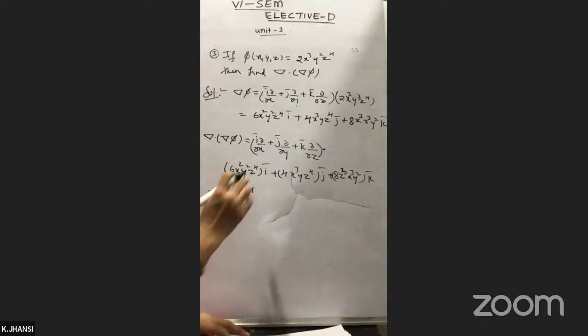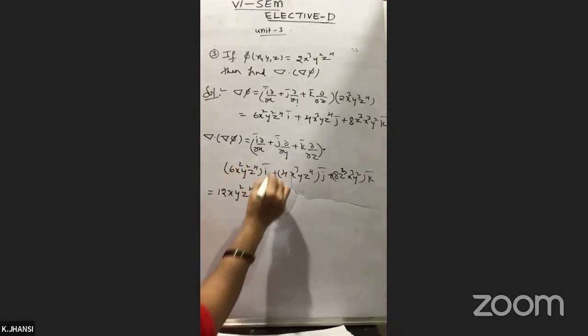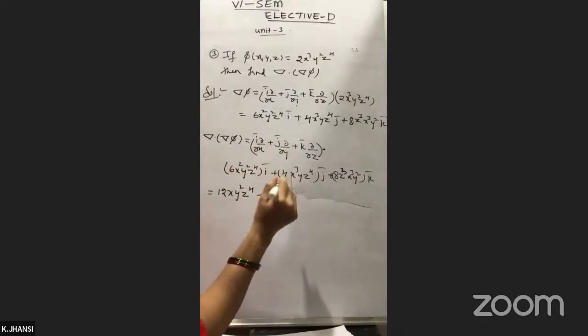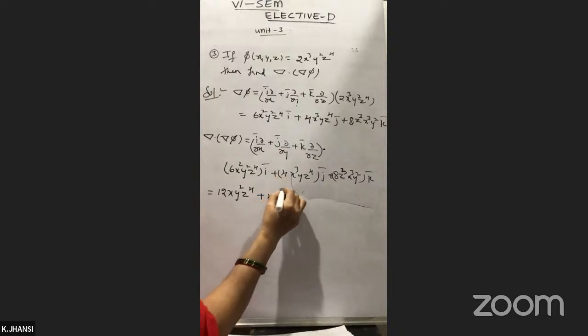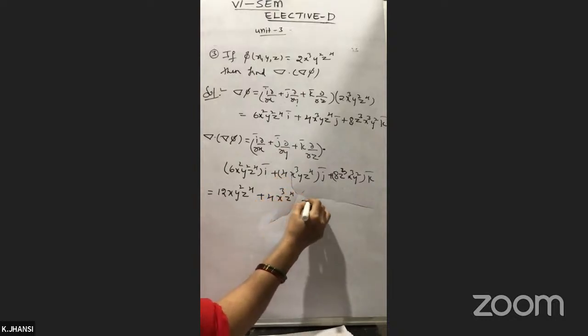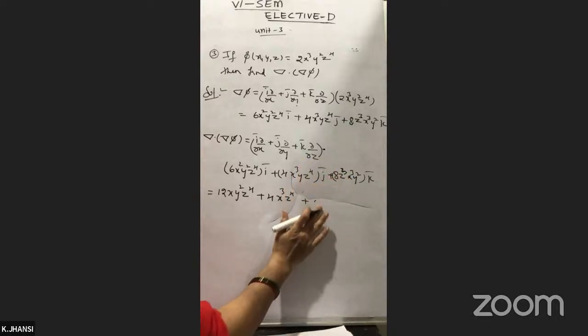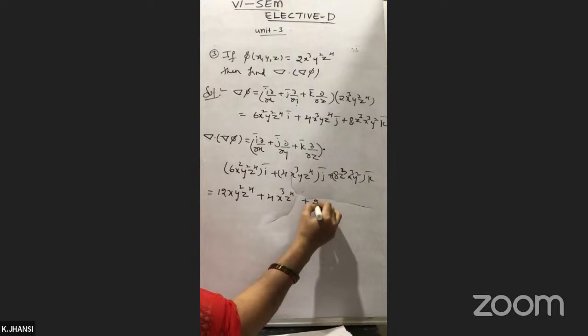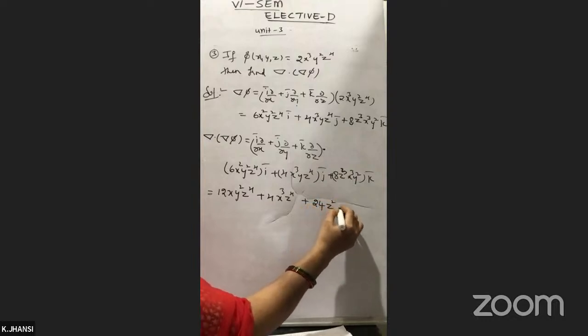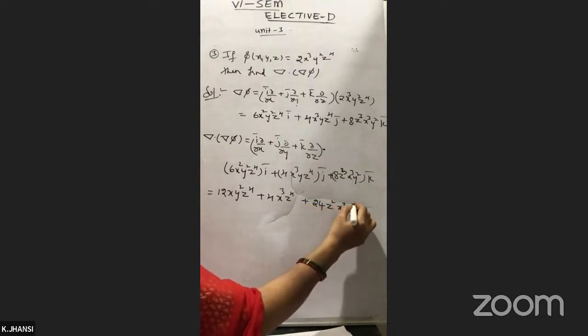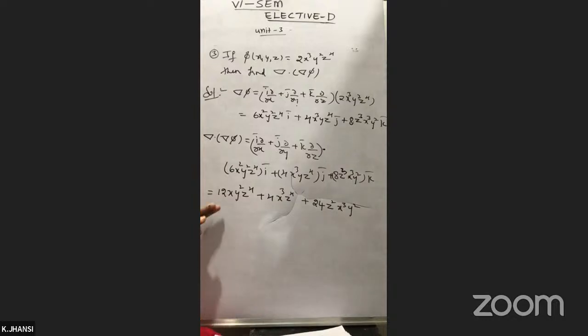Okay. So i will not be there. Next, with respect to y, y will become 1, so 4x cube z to the power of 4. Next, 8 with respect to z: 8 times 3 is 24 z square x cube y square. Okay. So this is the answer for del dot del phi.